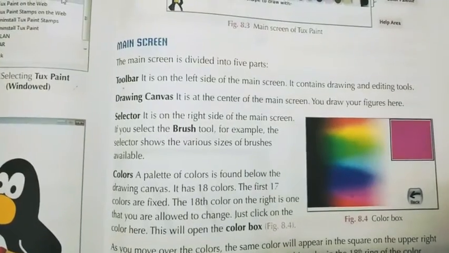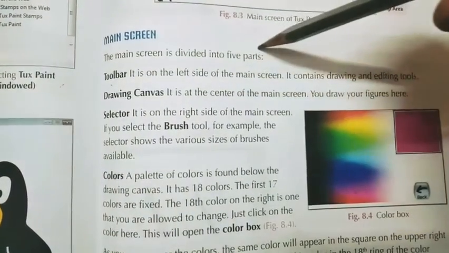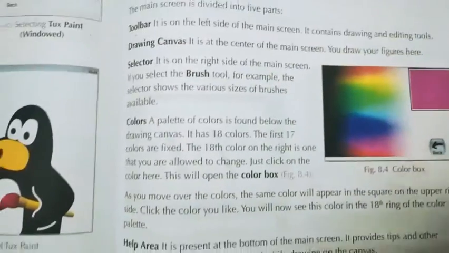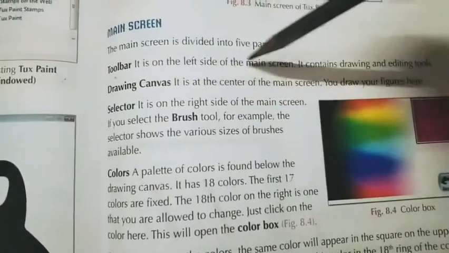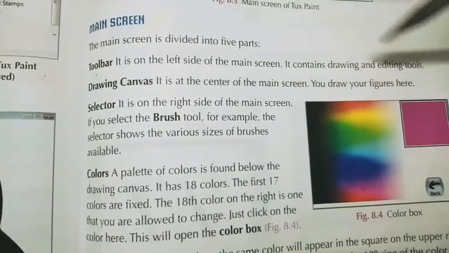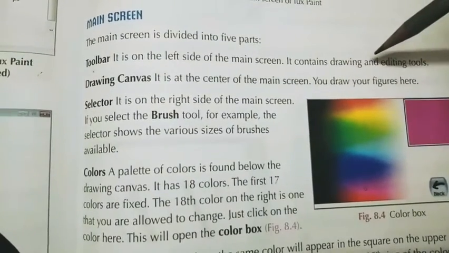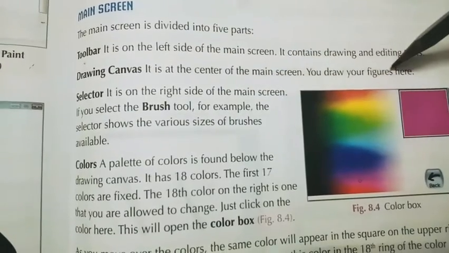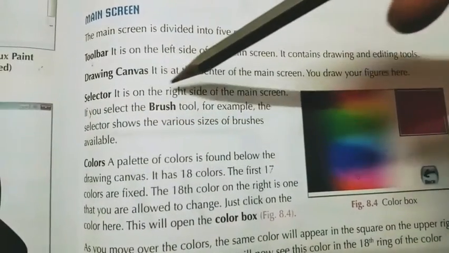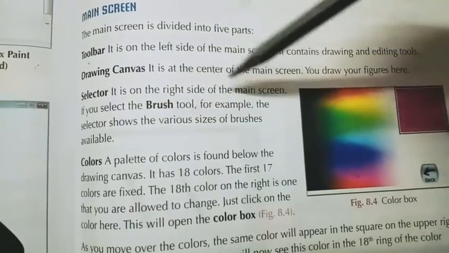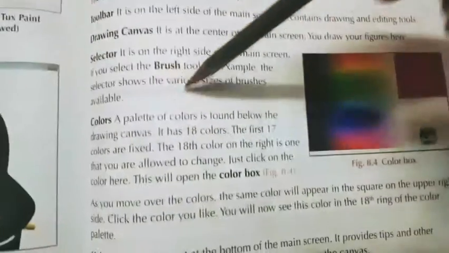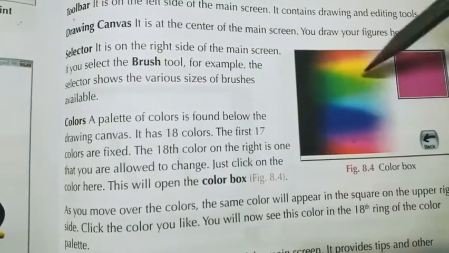Now see the main screen. The main screen is divided into 5 parts: toolbar, drawing canvas, selector, colors, and help area. I have shown you in this figure. What is the toolbar? On the left side of the main screen, it contains drawing and editing tools. Drawing canvas is the center main part where you can draw your figures and paint. Selector is where you will get different types of brush tools. Then in the colors you will get the color palettes.